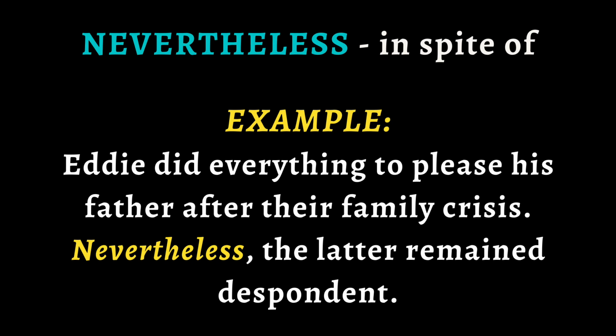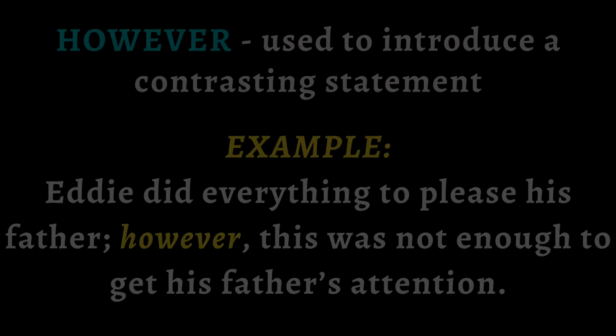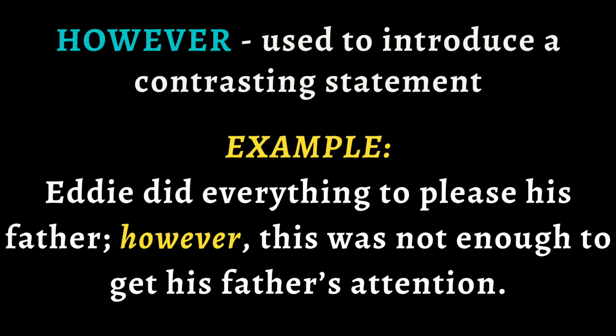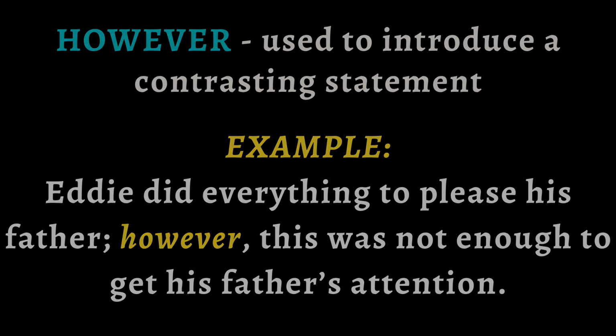Second is nevertheless, which means in spite of. An example using it is, Eddie did everything to please his father after their family crisis. Nevertheless, the latter remained despondent. Third is however, which is used to introduce a contrasting statement. An example using it is, Eddie did everything to please his father. However, this was not enough to get his father's attention.